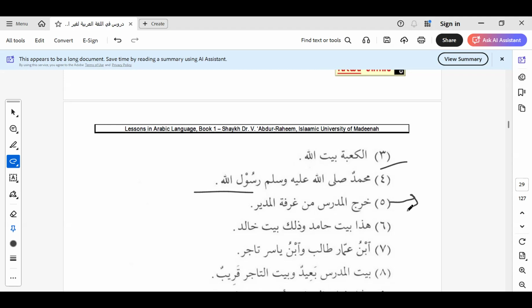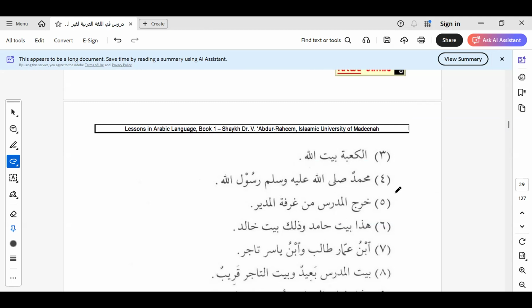Someone else who has not been reading. Yes, who's gonna try? This is a Jumla Fi'liya, a verbal sentence. It starts with a verb. Yes, who's gonna try that? خرج المدرس من غرفة المدير. Barakallah fi.